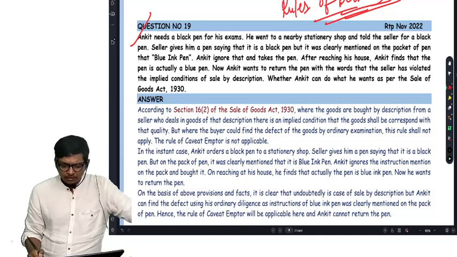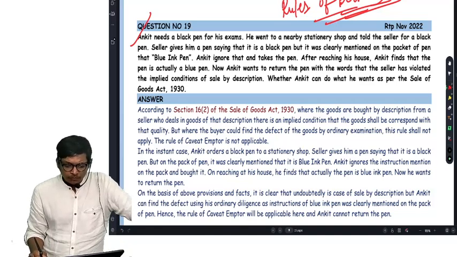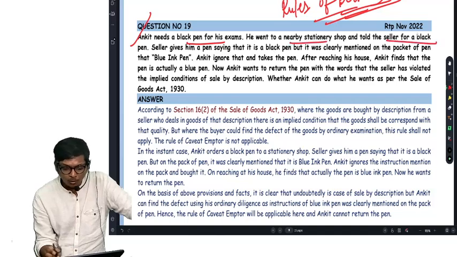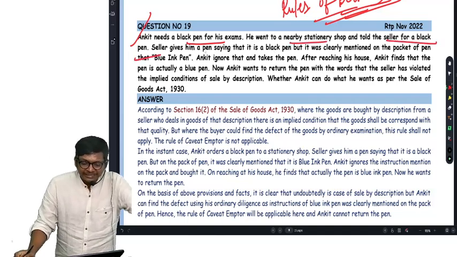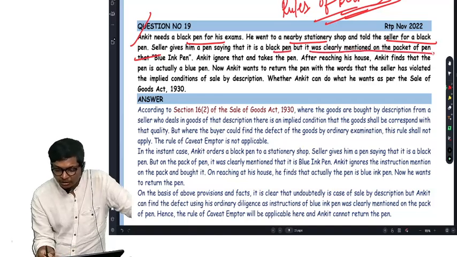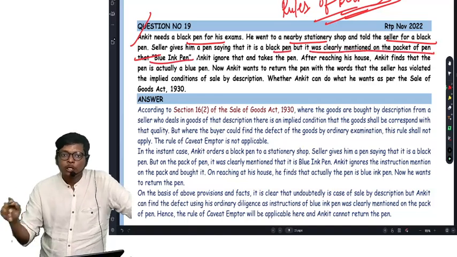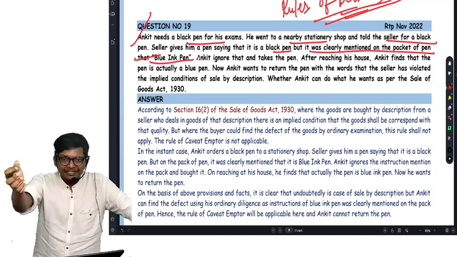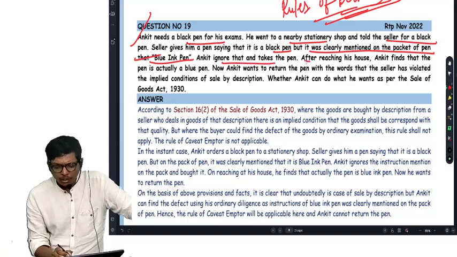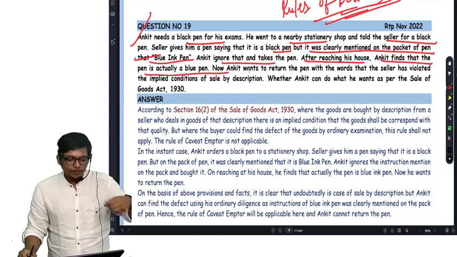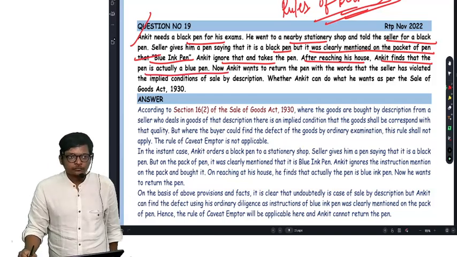Okay, answer. Very simple. Ankit wanted a black pen for his exam. He went to the shop and told them he wants a black pen. The seller gave him a pen saying it is a black pen. It was clearly mentioned on the packet that it is a blue pen. Ankit didn't look at all that, he bought it because he asked for a black pen. After reaching his house, Ankit finds that the pen is actually blue. Can he return it? Yes.